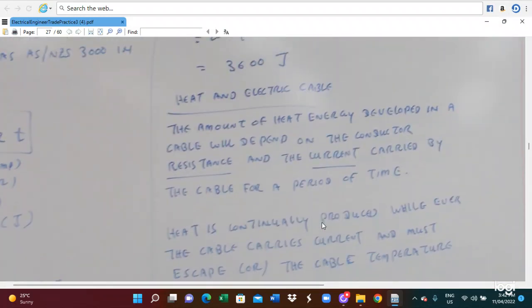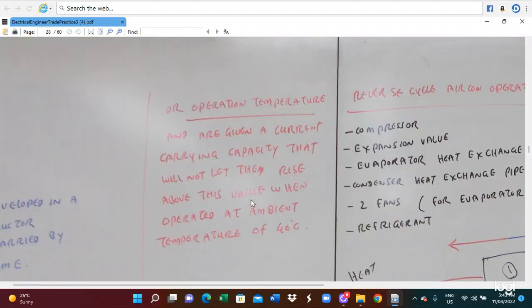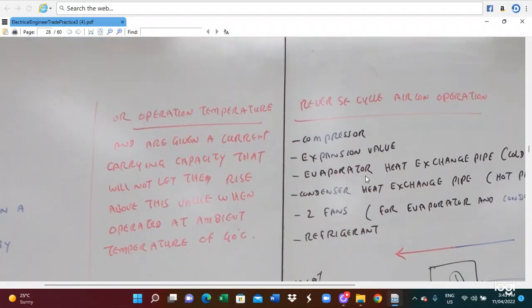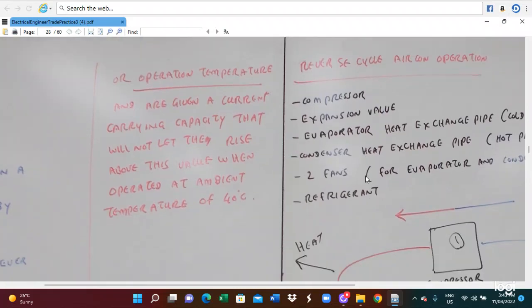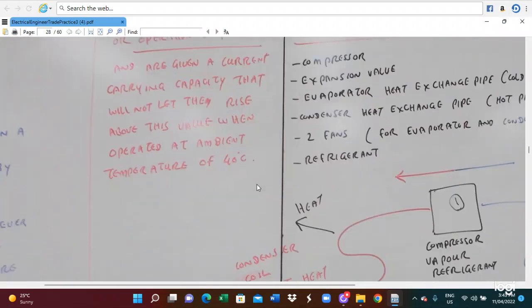So we have to only allow the rated current in the cable. When the temperature is too high, or current is higher, in this case, it will damage the cable insulation. Therefore, we also have to depend on the nominal temperature. We allow the cable to operate at the nominal temperature. In this case, ambient temperature we usually base on 40 degrees centigrade.